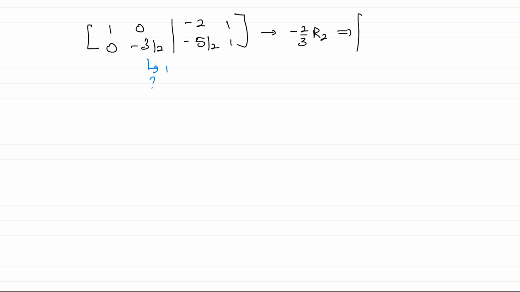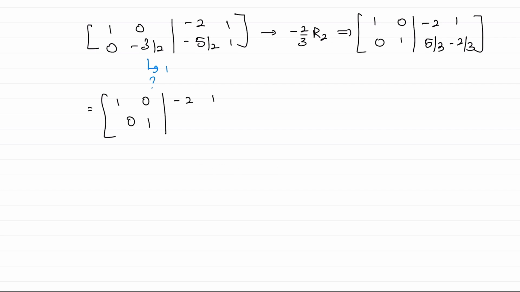It implies what happens now? 1, 0, it will not change, 0, 1, and when I multiply R2 with minus 2 by 3, it will not change. Minus 5 by 2 into minus 2 by 3 will be 5 by 3. And 1 into minus 2 by 3 is minus 2 by 3. That means it gets the form 1, 0, 0, 1, minus 2, 1, 5 by 3, minus 2 by 3.